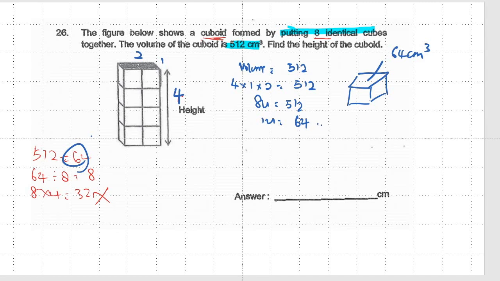So for this exam paper, you cannot use a calculator, so you just try 1 times 1 times 1 equals 1, cannot be right, centimeter cube. So 2 times 2 times 2 equals 8. So it will be 3 times 3 times 3. It's good that you memorize some of the very basic ones, so you will be able to answer the question faster. Okay?